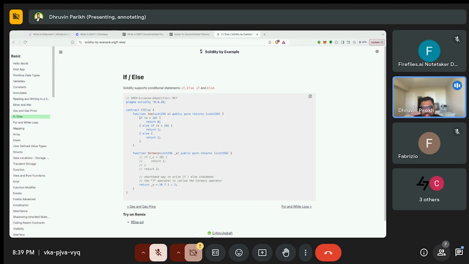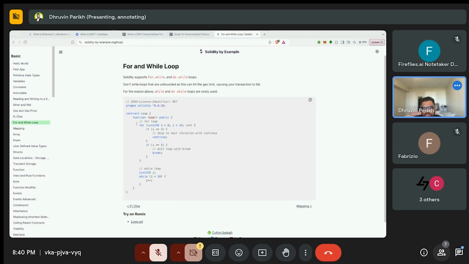This is a way of branching. This is another way of branching where you are using the ternary operator. Sorry, we call it the shorthand operator. And here the question mark is what we call the ternary operator. And this is the shorthand way of writing if else statements. And then for and while loops. So this is the for loop and this is the while loop.